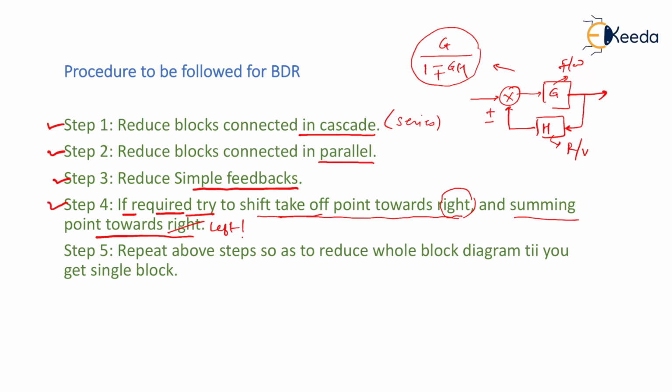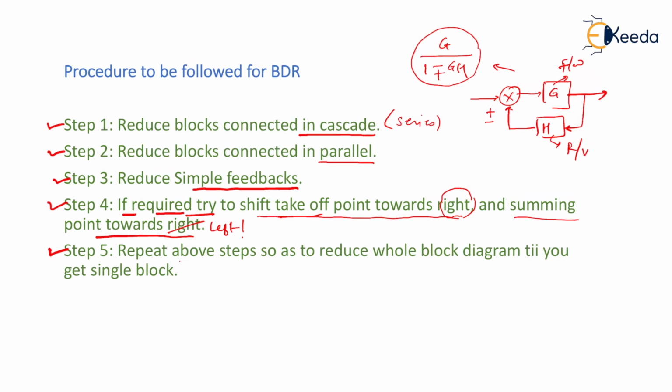Why takeoff points towards right? Try to understand the purpose of takeoff point. The purpose of takeoff point is to take a feedback, and you take the feedback from the output. And where does the output reside? Again, the output resides on the right hand side, and therefore we try to shift takeoff point to the right.